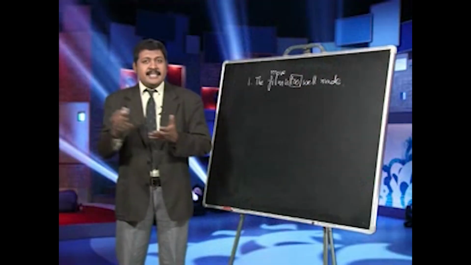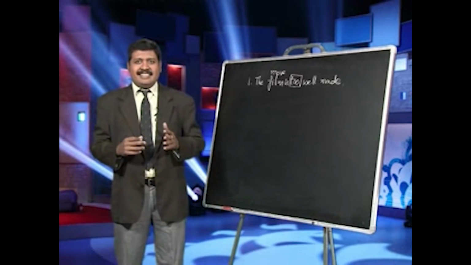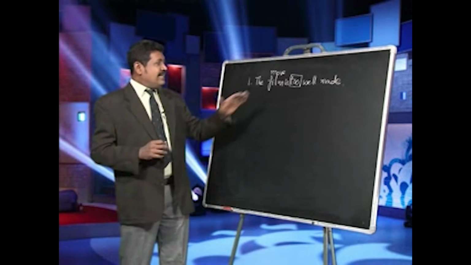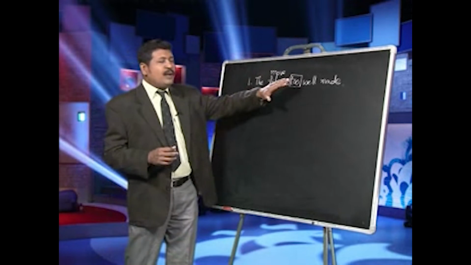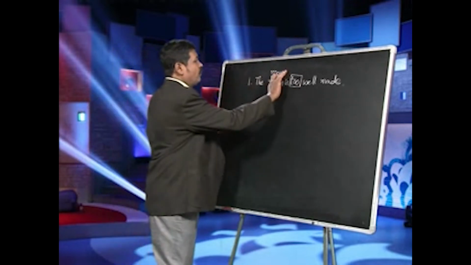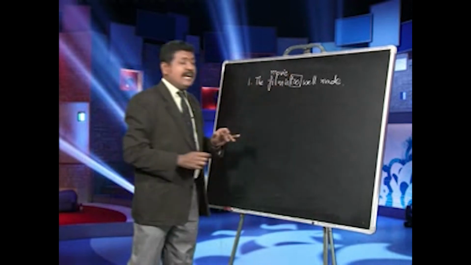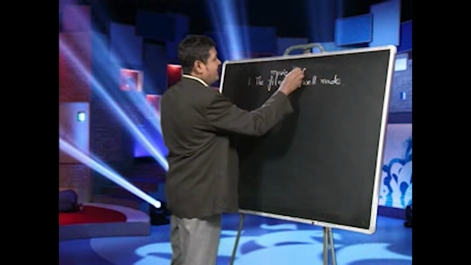Doing too much is too bad. So we should know the limitations. We should know the limits. Similarly, in this sentence, "the film is too well made" is wrong, or "the movie is too well made" is wrong. So what should be the correction? The movie is very well made.